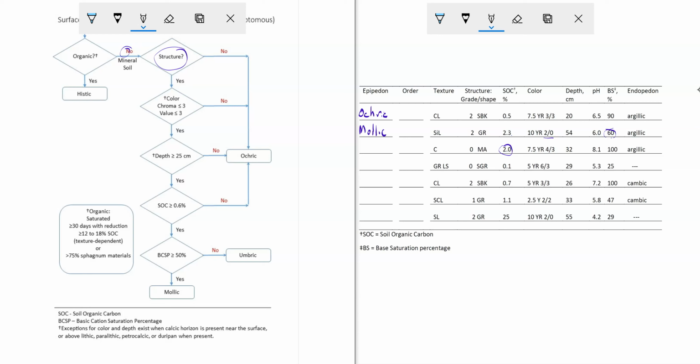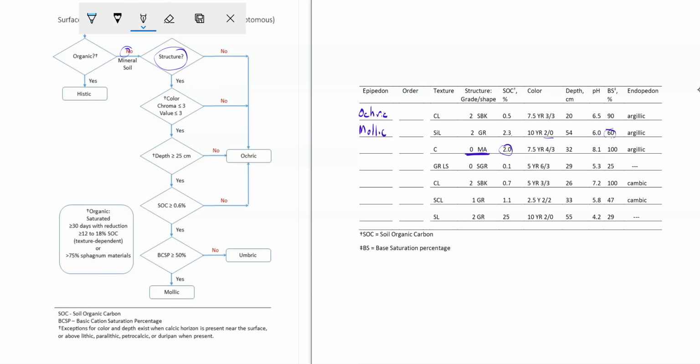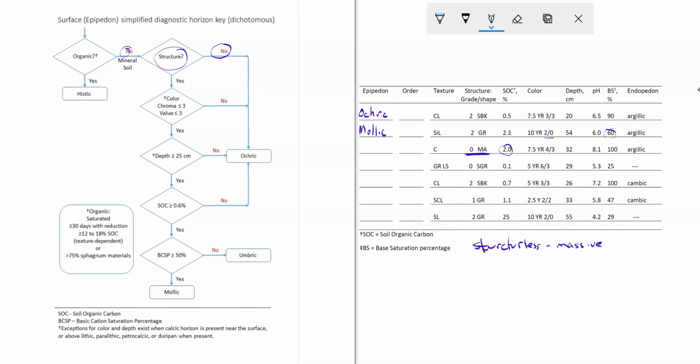So we look at this one. It says 0 and MA. If you'll remember, 0 is structureless, and MA is massive. So in this case, we have a soil that is structureless, massive. Well, when we come to that question, does it have structure? The answer in this case is no, because it's a structureless soil. That takes us to a box, and we now have an answer, ochric.